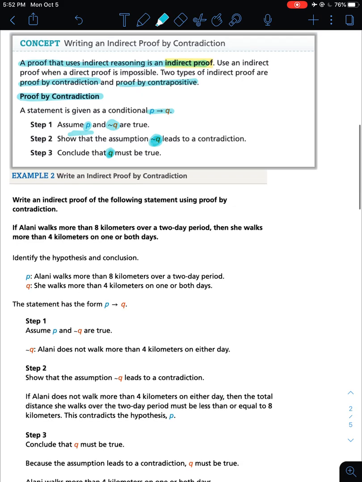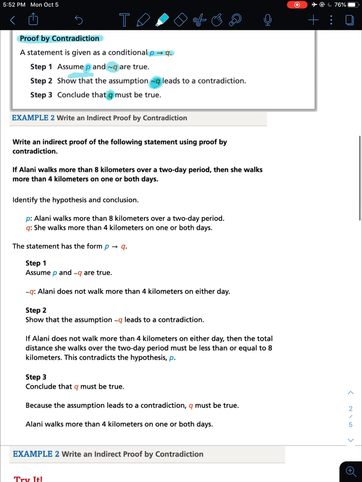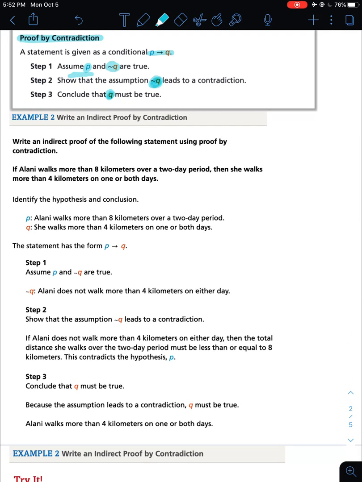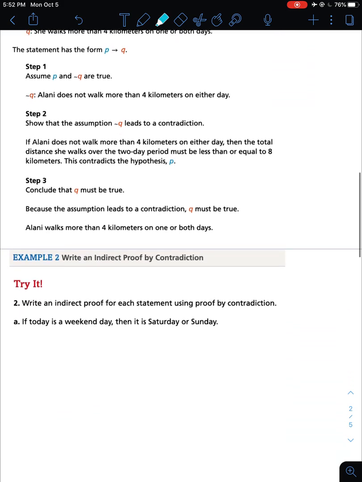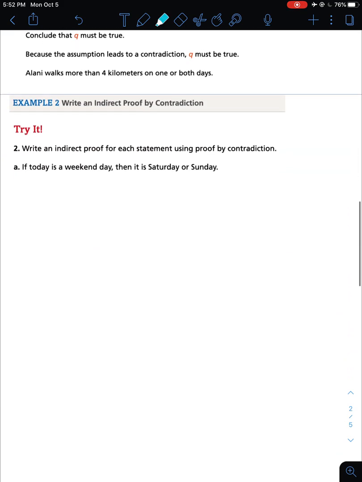I've put an example here. You can pause the video to look at it. I'm not going to read it to you because you're perfectly capable of reading this. I am going to do one with you, so pause this if you want. I'm moving on to the try it. If you want to try it on your own and then look at my answer, that's totally fine.